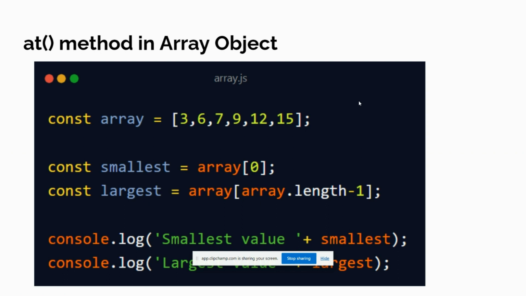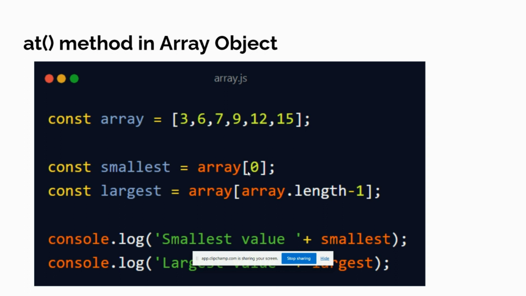Before explaining the at method functionality, I would like to discuss a small problem: we want to find the smallest element and largest element in a sorted array. I have taken a sorted array here and initialized it with the elements in ascending order, and if you want to find the smallest element, we can directly take the 0th index and get the smallest element.